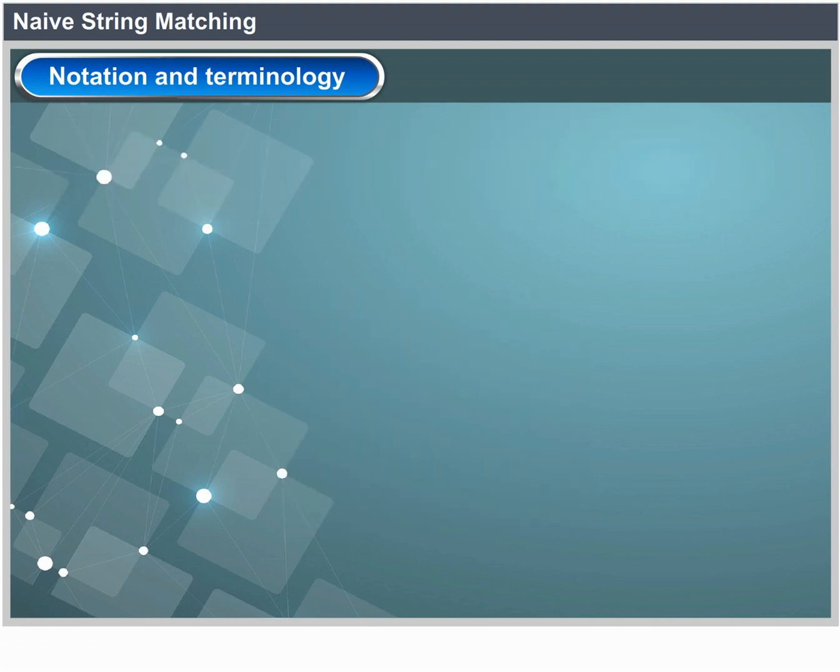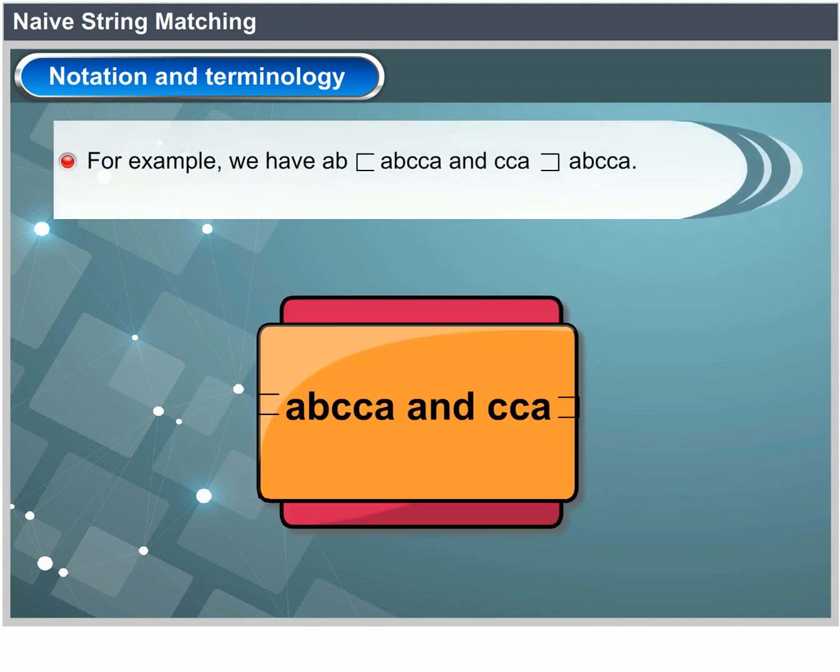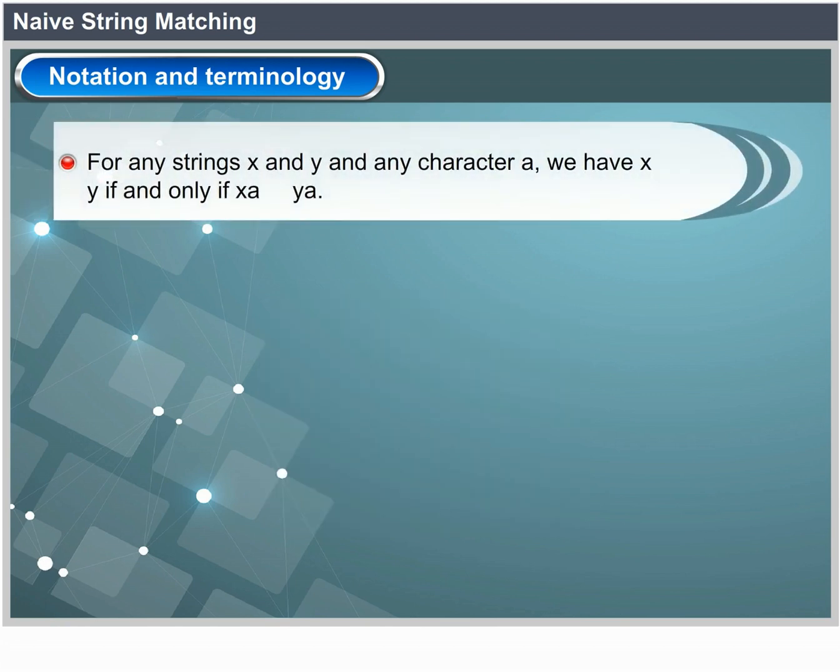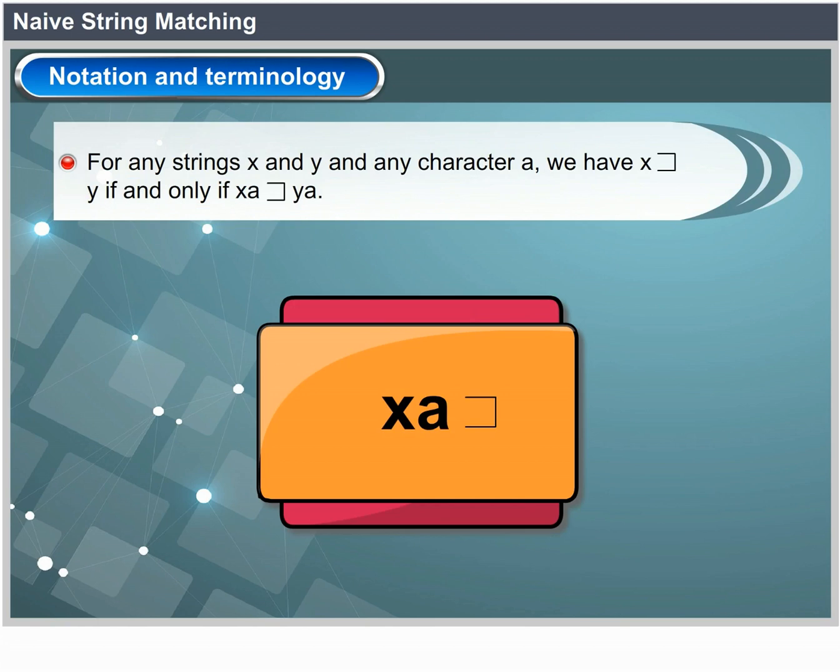For example, we have AB is a prefix of ABCCA and CCA is a suffix of ABCCA. The empty string epsilon is both a suffix and a prefix of every string. For any strings x and y and any character a, we have x is a suffix of y if and only if xa is a suffix of ya.